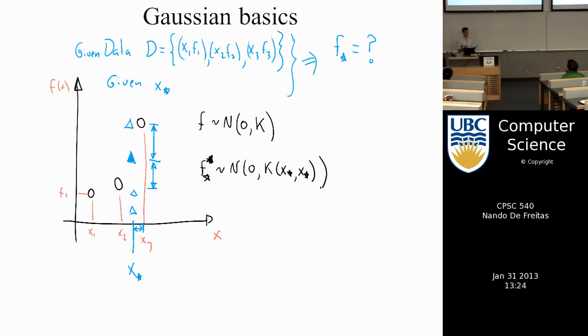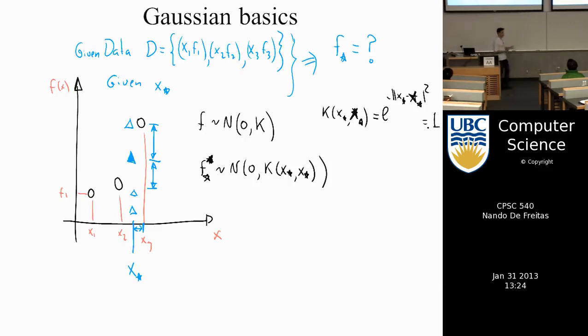It's a self covariance, in other words, the variance. So k(x star, x star) is just equal to e to the minus (x star minus x star) squared, which is just really 1, because x star minus x star is 0, and e to the 0 is 1. Okay.